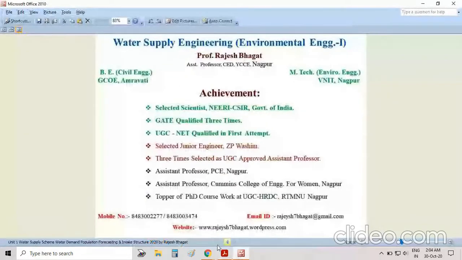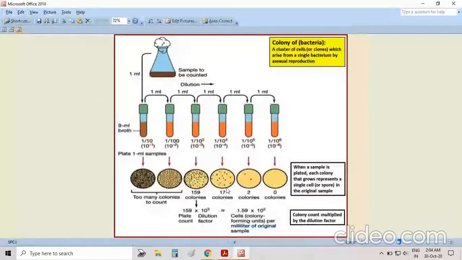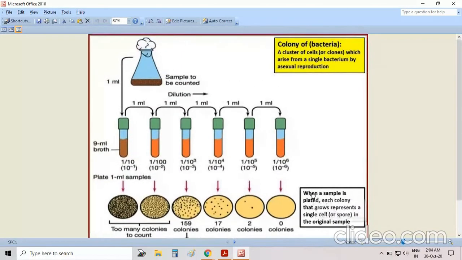Before that, I will explain a few things. You can see this is a figure where we need to understand a few things. Let me zoom in a little bit. This is a glassware in which we have taken the nutrient agar. Nutrient agar is the food for bacteria. This nutrient agar is in powder form, so we have to convert it into liquid form.